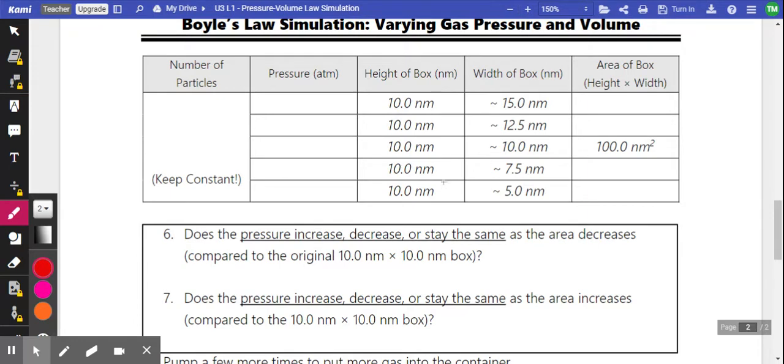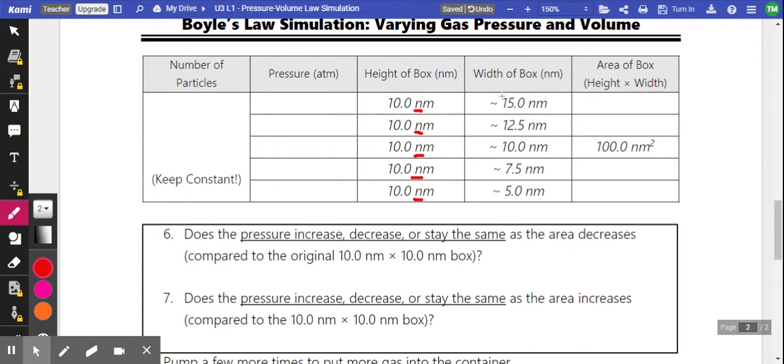The height of the box is also going to stay constant. It's going to be about 10 nanometers. This N is just a prefix, kind of like milli or centi. It's just for something very, very small. So nano is just another prefix.